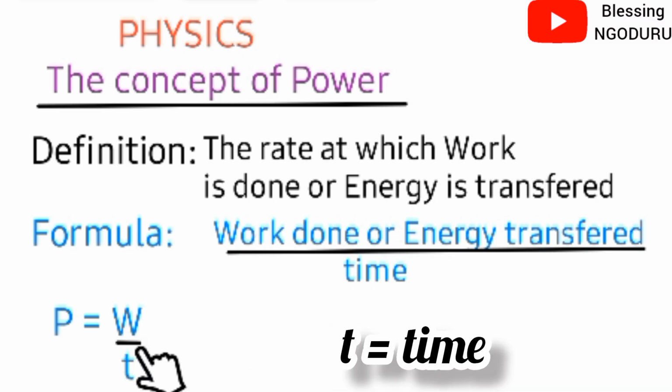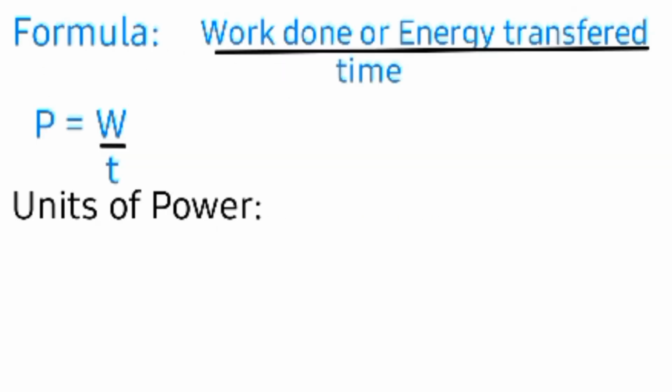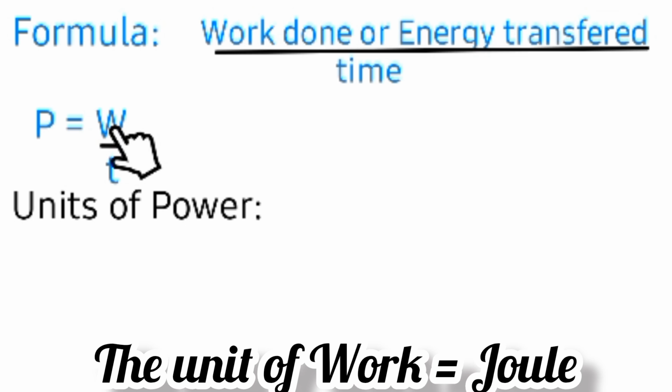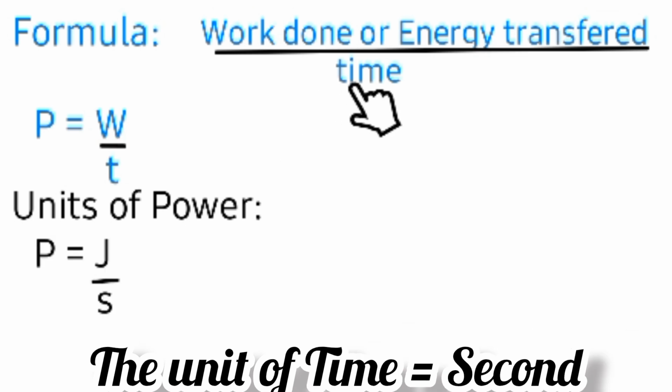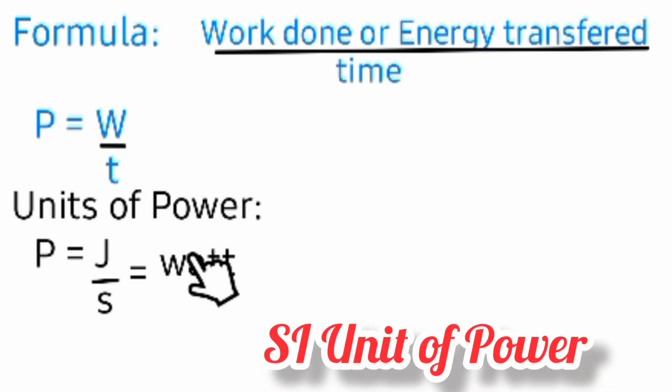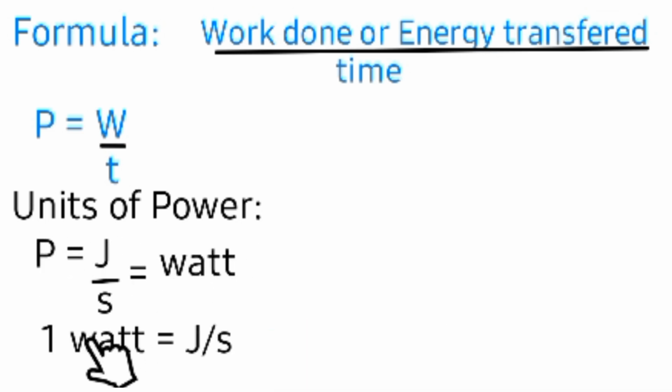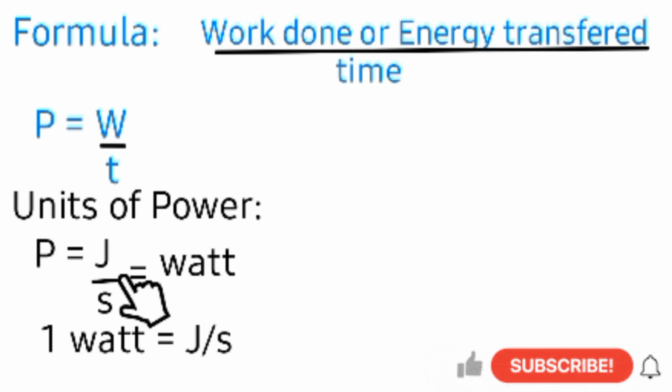Remember from our previous video, we did say that the unit of work is in joules, while the unit of time, T, is in seconds. Therefore, the unit of power is in joule per second, or the watt, being the SI unit of power. Therefore, 1 watt is equal to 1 joule per second.